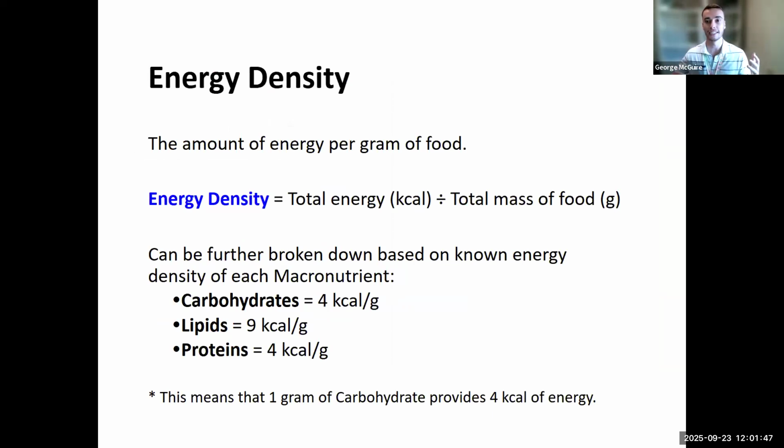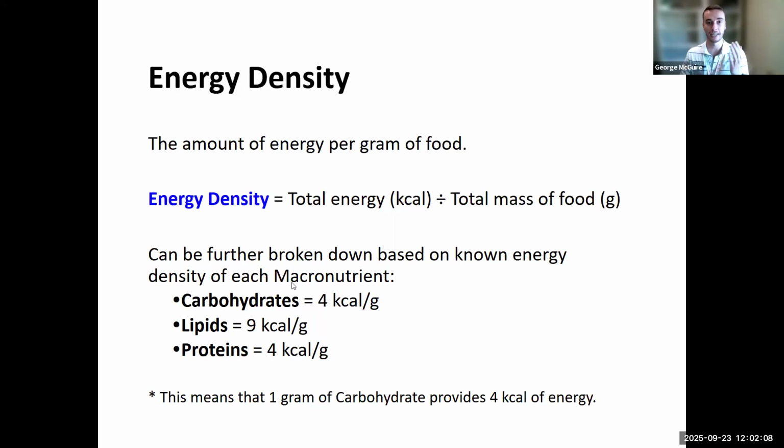And so we represent that by this energy density number. So how much energy is contained within 1 gram of that food. If you know that number and you know that you're eating 10 grams of that food, you just multiply your energy density by the amount of food. So we're going to get a lot of practice with this type of math, with applying this information.